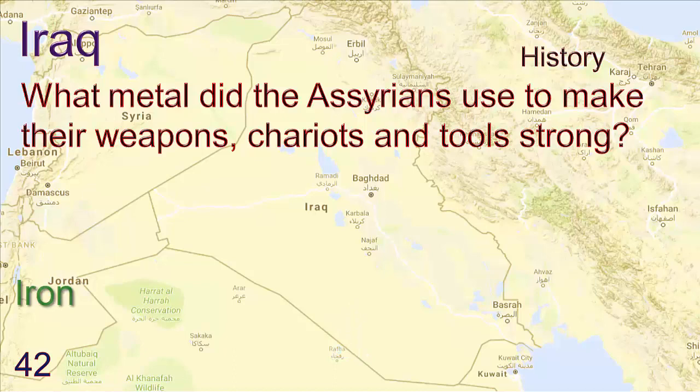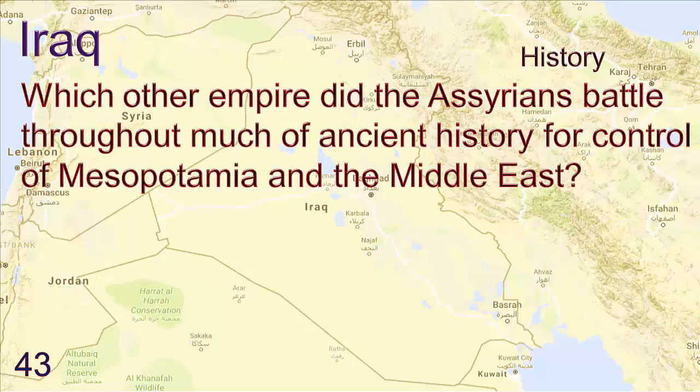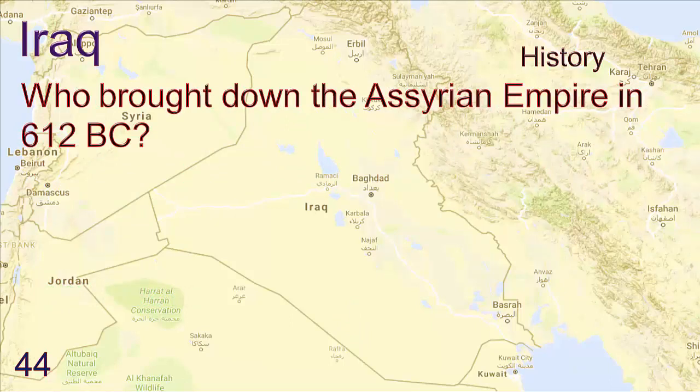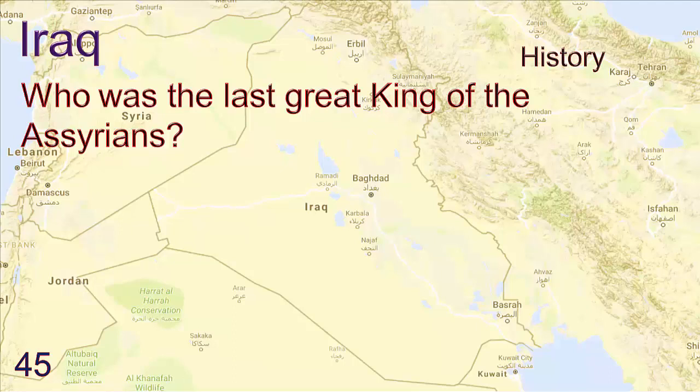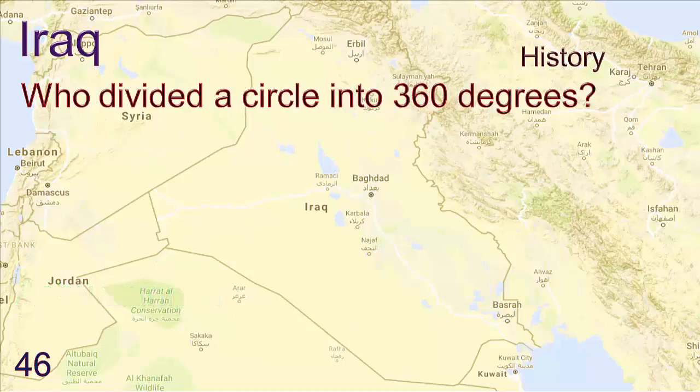Answer is iron. Which other empire did the Assyrians battle throughout much of ancient history for control of Mesopotamia and the Middle East? Answer is Babylonians. Who brought down the Assyrian Empire in 612 BC? Answer is Babylonian Emperor. Who was the last great king of Assyrians? Answer is Assurbanipal. Who divided a circle into 360 degrees?